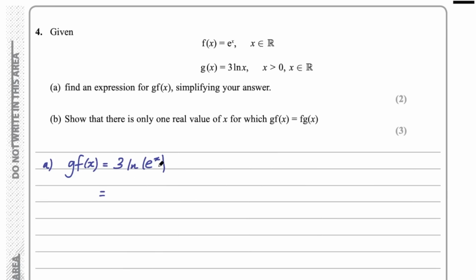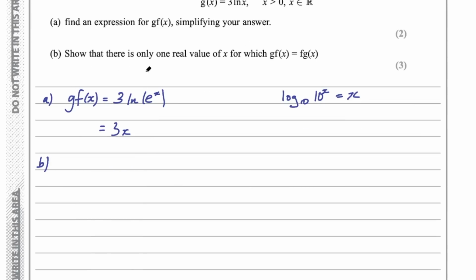Well, what's the natural log of e to the x? Well, that's like saying what's the log base 10 of 10 to the x. So the log is saying what power do I give to 10 to make it equal to 10 to the power x? Well, it's just x. So the natural log, that's the log of base e. So if we're asking what's the log base e of e to the x, well, that's just going to be x. So this is 3x.